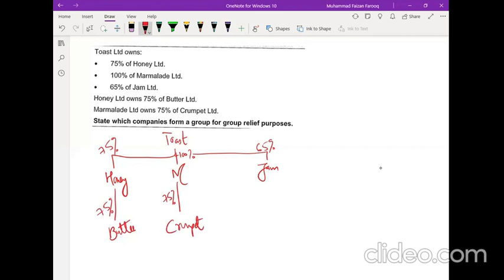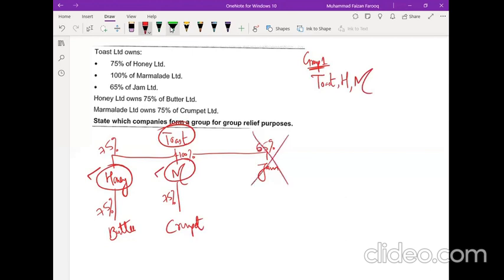Now we need to tell them how many groups exist. First of all, we will search for group number one, which includes Toast, because Toast is the parent company, right? So Toast will be there, right or wrong? Toast is the parent. Honey, is it 75%? Yes. Toast, Honey, Honey is okay. Marmalade, what do you think? Yeah. Okay. Jam, okay or not okay? Not okay. Leave it.